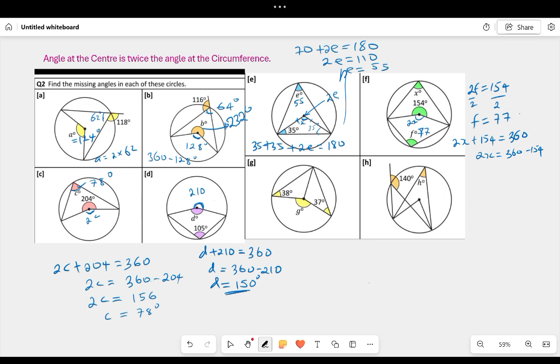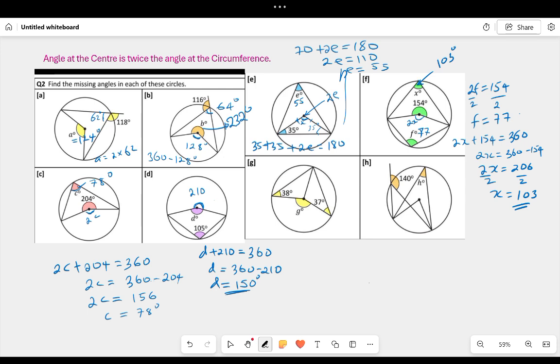So 360 minus 154, you are going to get 206. I'm trying to confirm it again, it is 206. So 2X is equal to 206. Dividing by 2 on both sides, X is equal to 103. All right. This is 103 degrees.